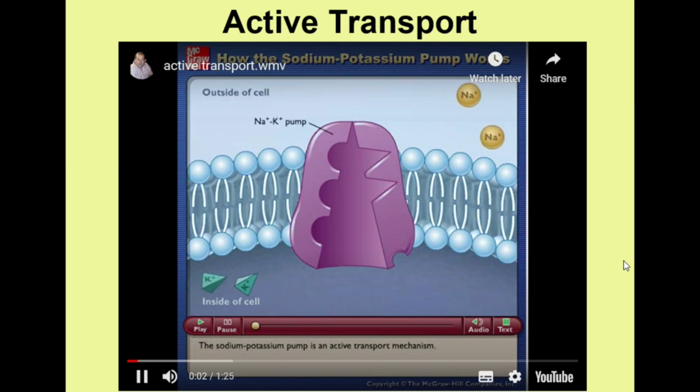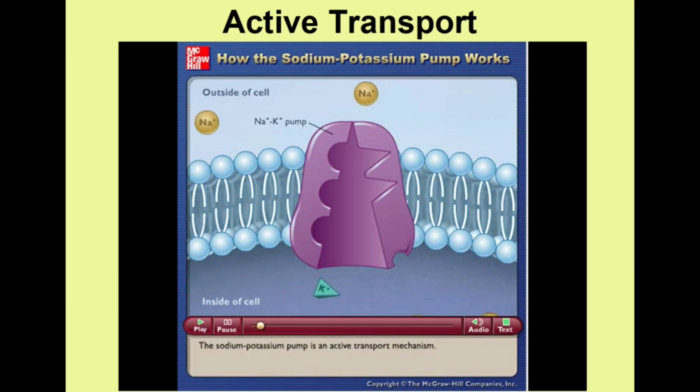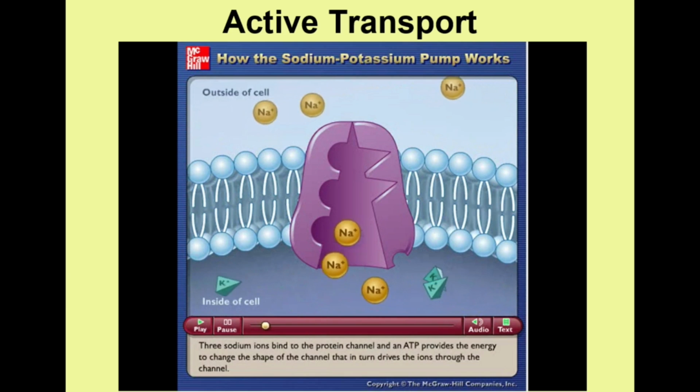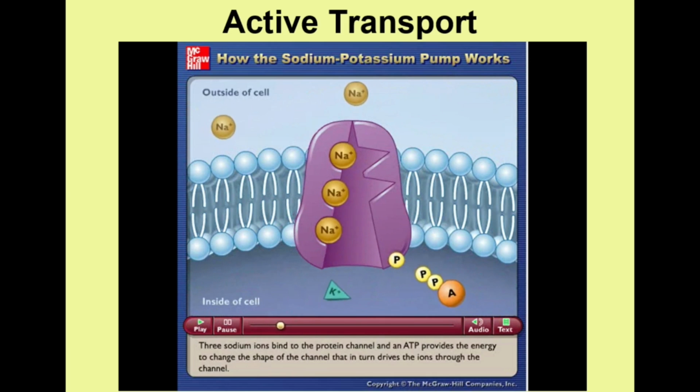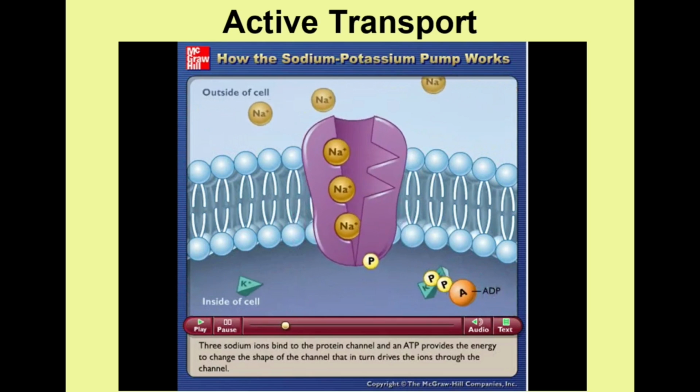The sodium-potassium pump is an active transport mechanism. 3 sodium ions bind to the protein channel, and an ATP provides the energy to change the shape of the channel that in turn drives the ions through the channel.